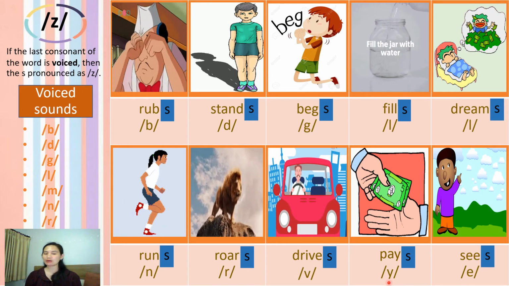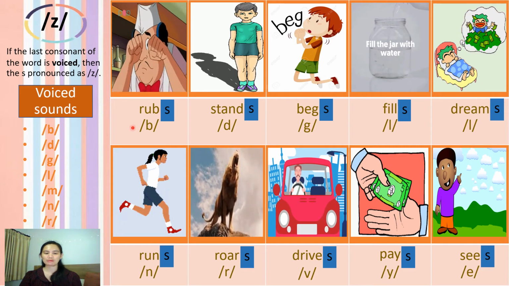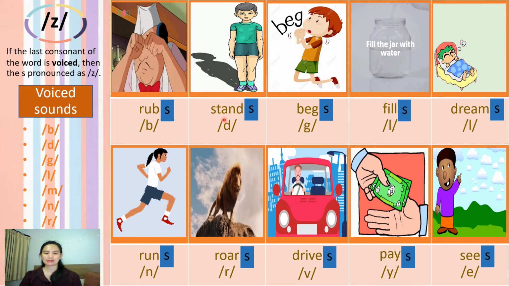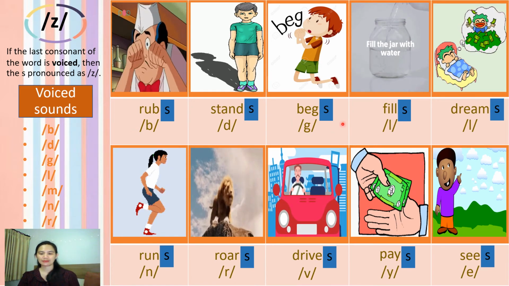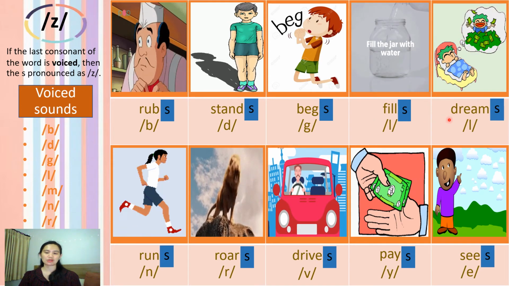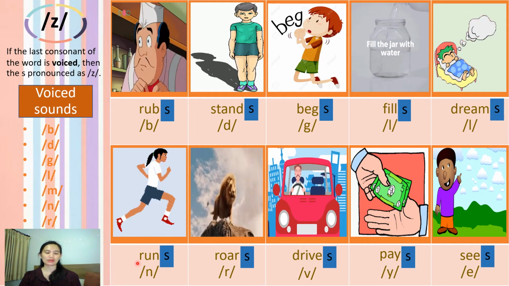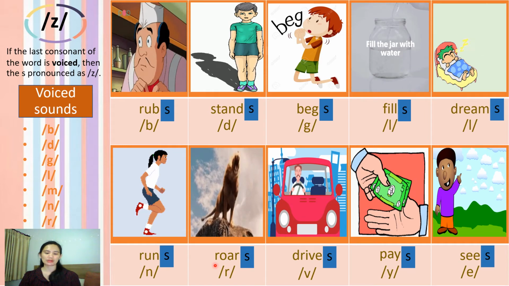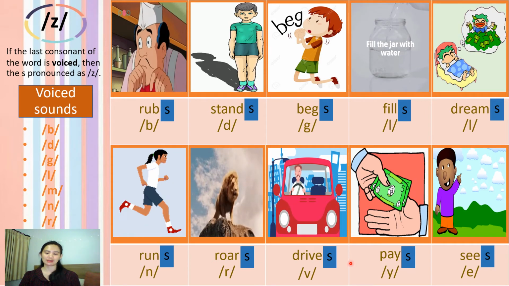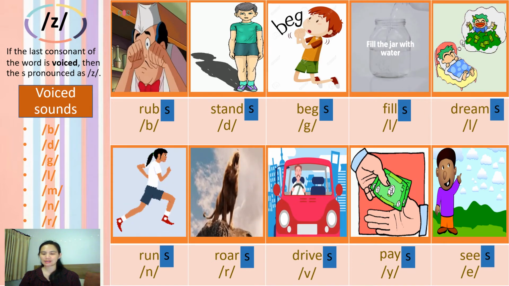Now let's read again all the words here. Rubs, stands, begs, feels, dreams, runs, roars, drives, pays, and sees.